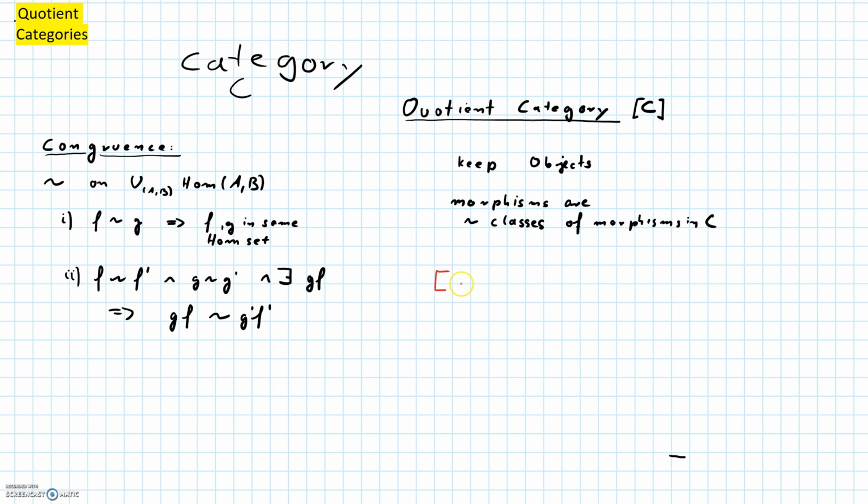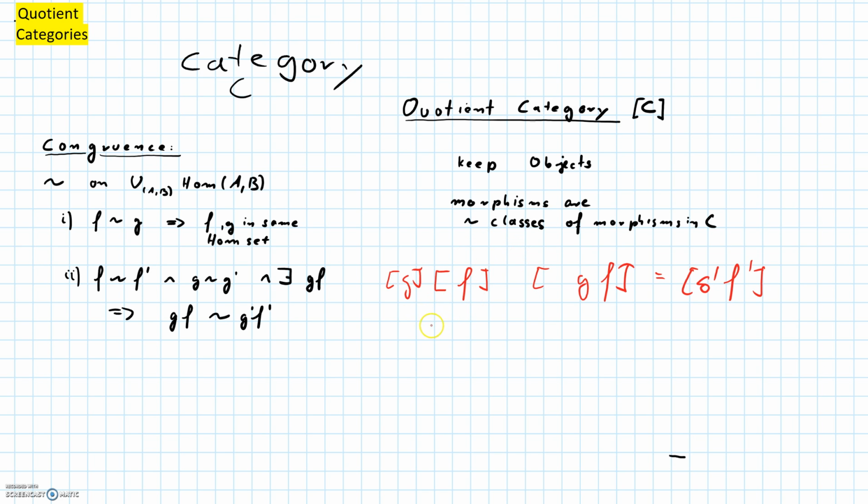So you can define the composition of the equivalence class of f with the equivalence class of g as the equivalence class of f composed with g. And this is, by this second property of the congruence, the same as the equivalence class of f bar composed with g bar. So this covers the well-definedness, and the rest is standard.